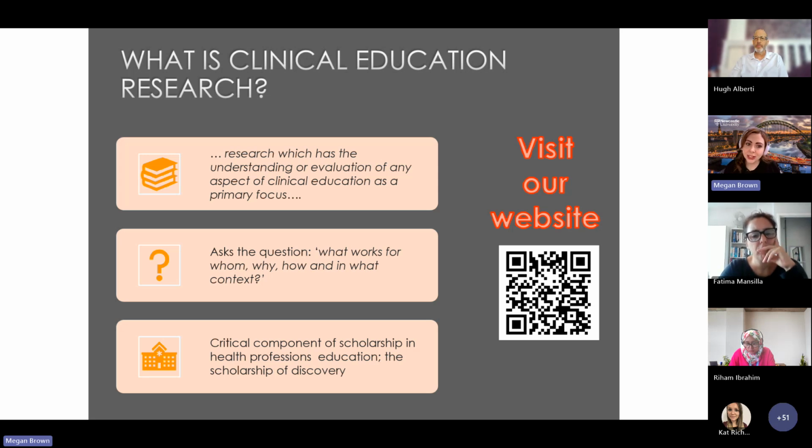It asks questions of that clinical education about what works, for who, how does something work, why, in what context does something work. And I quite like this. It can be seen to be the scholarship of discovery. So having that curiosity, unpicking and developing that understanding of education and training so that we can make a change, make a difference to learners, to educators, to patients is really at the heart of what clinical education research is.